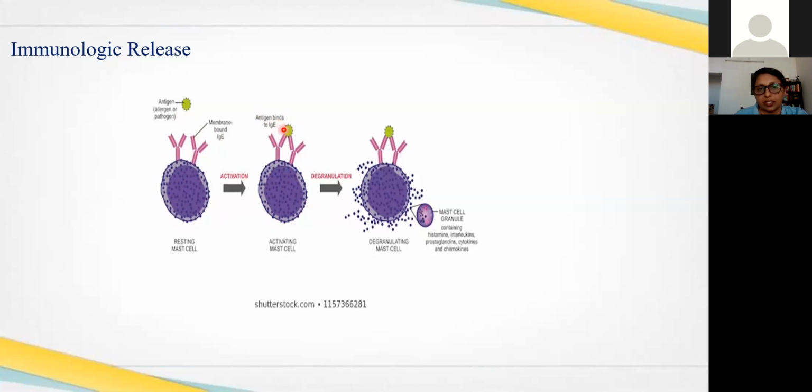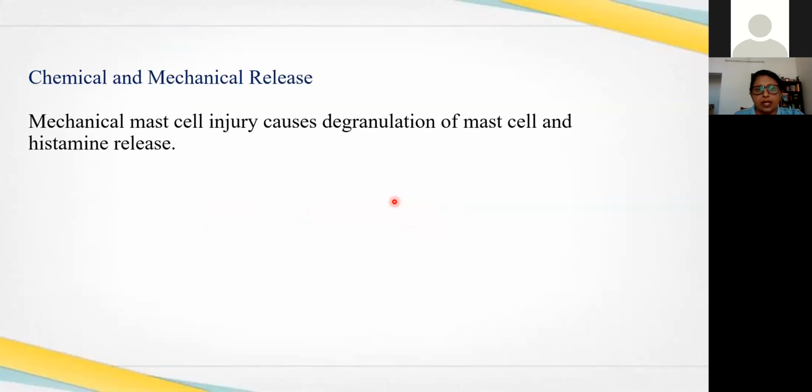And when this is attached, there will be degranulation of the mast cell, and there will be formation of a lot of histamine. Other cytokines are also formed, but we are talking about the histamine. And there is another release, by chemical and mechanical release. When there is some mechanical injury to the mast cell, that also causes the degranulation of the mast cell as well as the histamine release.